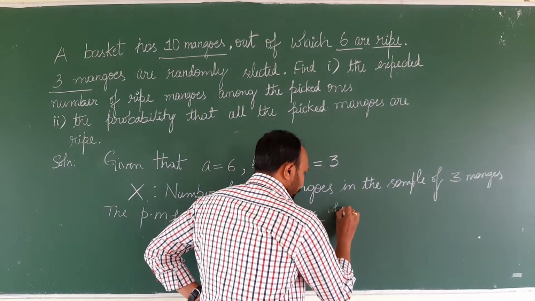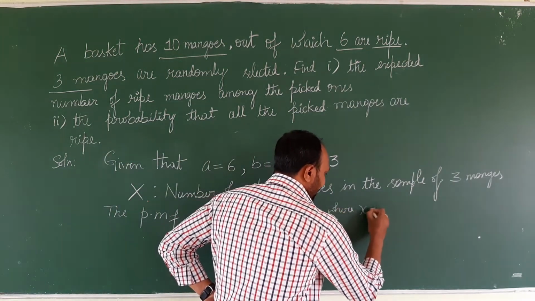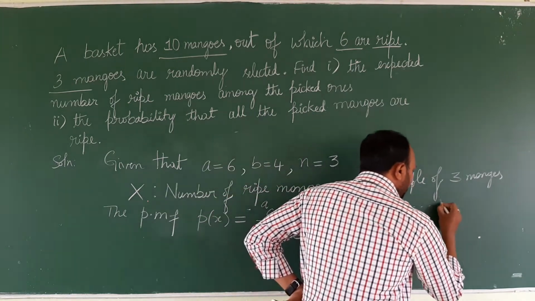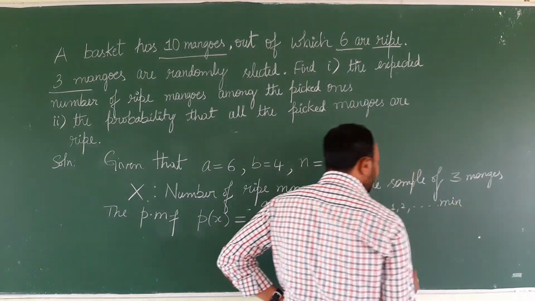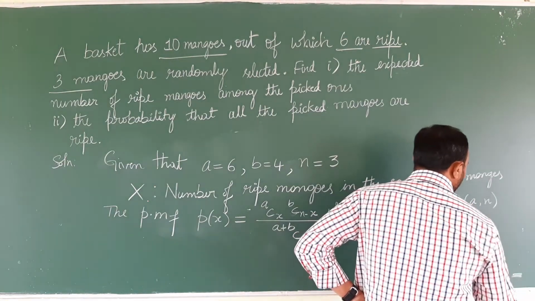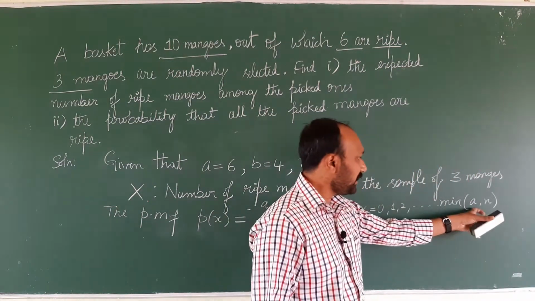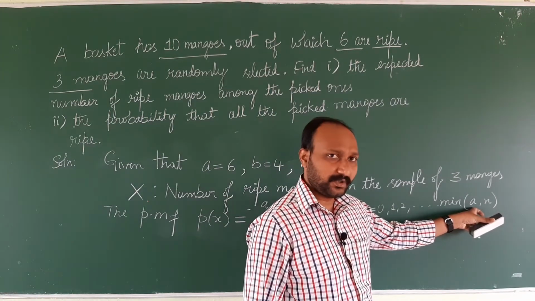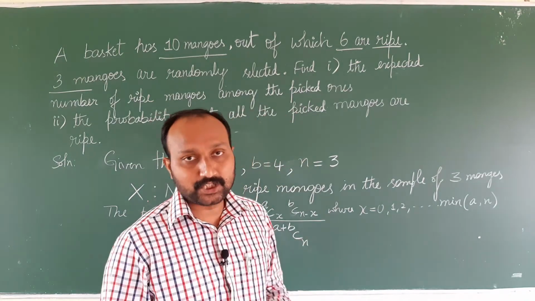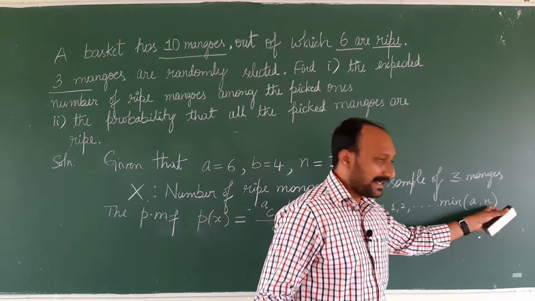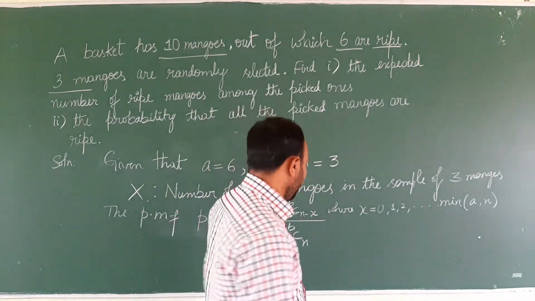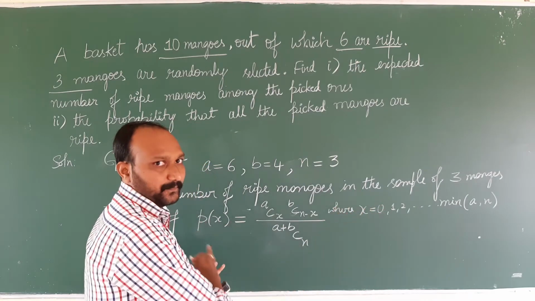Here x can take values 0, 1, 2, and so on, from a minimum value up to the minimum of A and n. A is the number of elements or units possessing a particular characteristic in the population, and n indicates the size of the sample. So this is the general form.